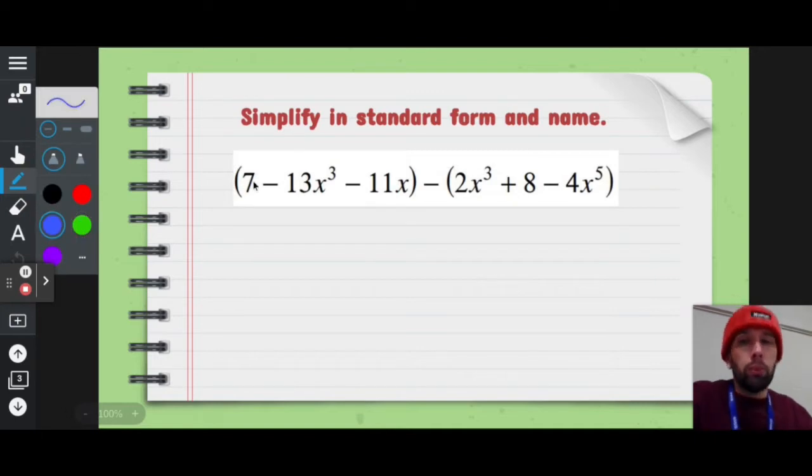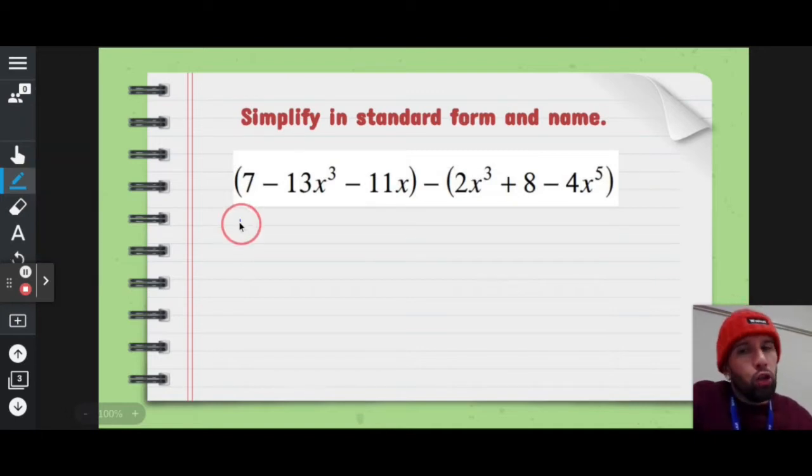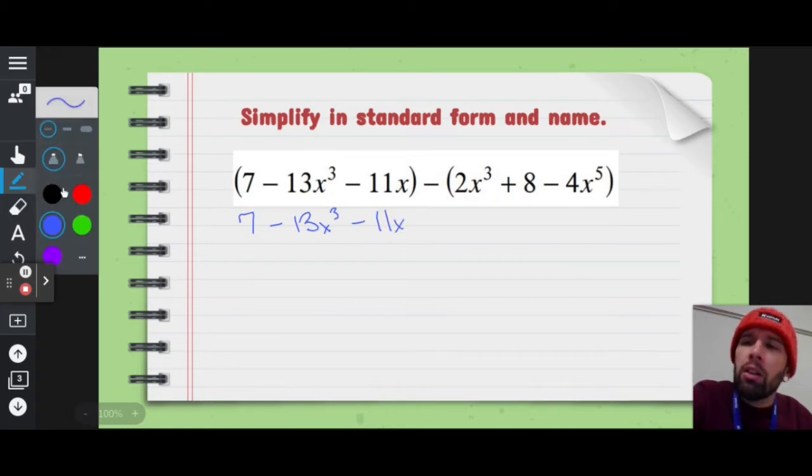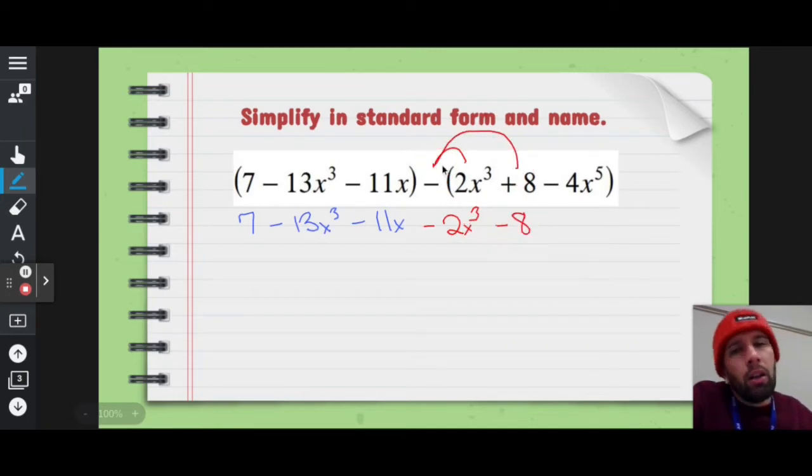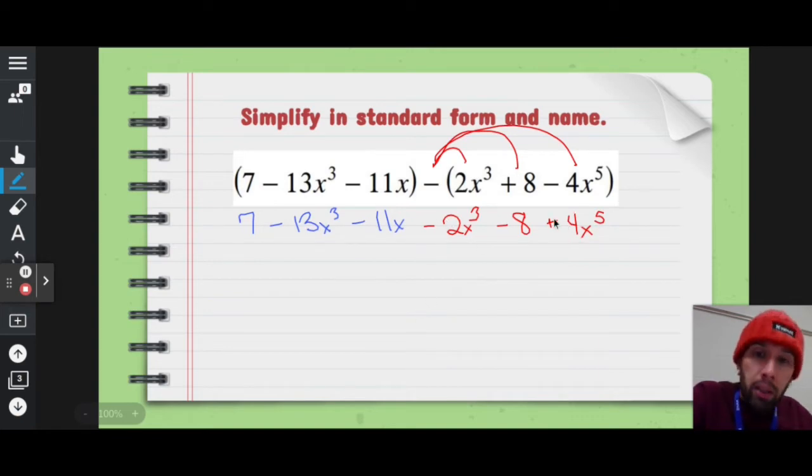All right. Nothing in front of the parentheses, so I don't need them. 7 minus 13x cubed minus 11x. Ooh, a negative inside of the parentheses. That process is called distributing the negative. So negative 2x cubed is negative 2x cubed. Negative times positive 8 is negative 8. Negative negative 4x to the fifth is positive 4x to the fifth. Basically, when you distribute a negative, you just flip the signs inside the parentheses, and that's exactly what I did.